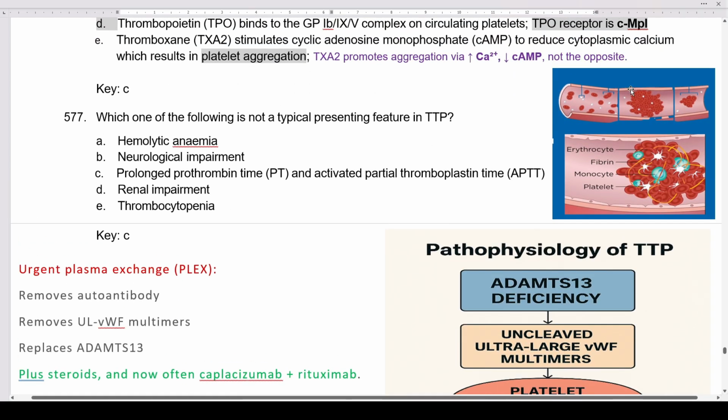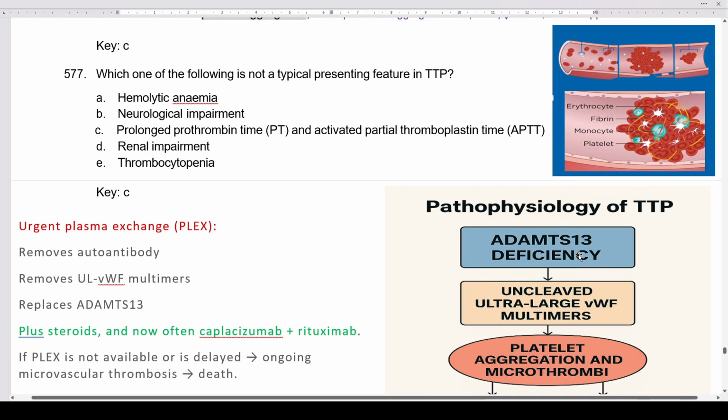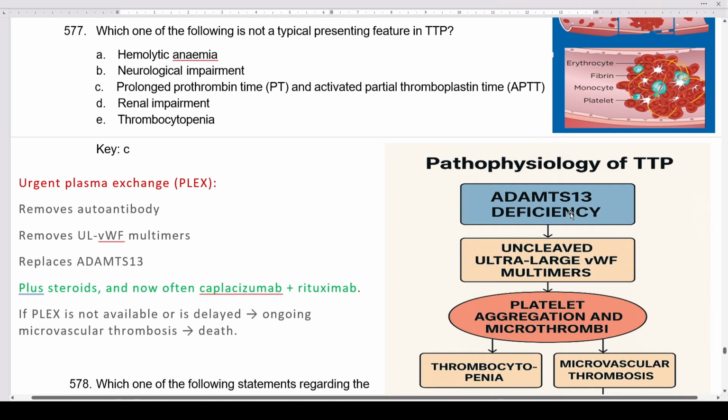If you see here, it is a vessel. I made a vessel, and this is a platelet plug. Okay, it is a platelet-rich microthrombus. So in case of TTP, there is a deficiency of ADAMTS13 enzyme. If it is a congenital TTP, the person has a deficiency of ADAMTS13 enzyme, and if it is an acquired TTP, then the patient has developed antibodies against this enzyme, and that's why, due to antibodies, this patient has deficiency of ADAMTS13.